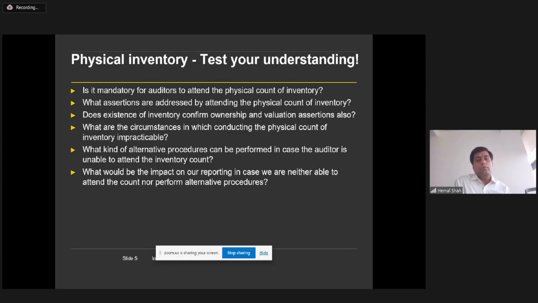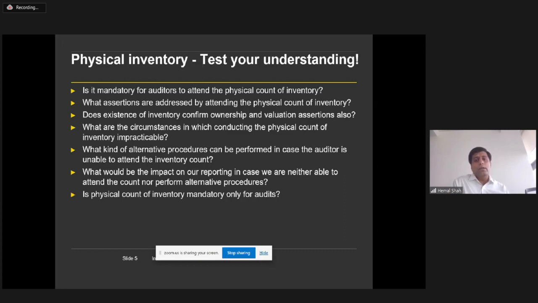Now, whether the modification in the report is a qualification, disclaimer, or emphasis of matter is very subjective. That will depend on each and every case separately, depending upon the size of the company, the size of the inventory, the other risks, and what the underlying problem is. Based on that, the auditor will have to take a judgment as to what kind of reporting would be required: emphasis of matter, qualification, or disclaimer.